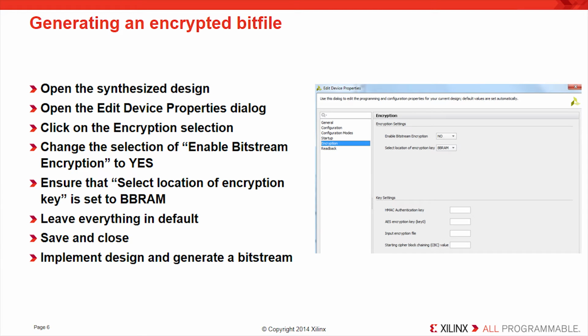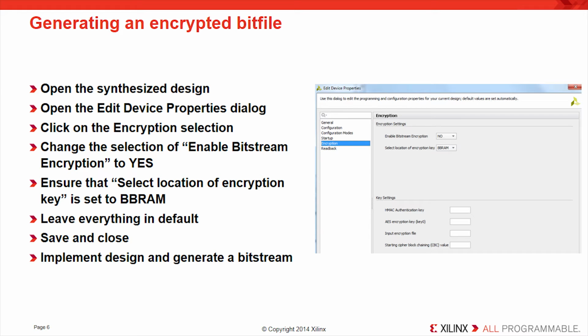Let's take a look at how we go about setting the correct properties for generating correct bit streams. We will open up the synthesized design, then open the Edit Device Properties dialog. We will then look for the encryption selection, and now we need to change the Enable Bitstream Encryption to Yes from No. Please note that No is the default.